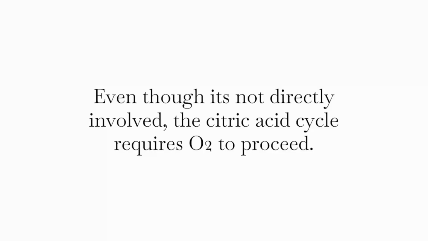Key point here is that molecular oxygen is absolutely required for the citric acid cycle to proceed, right? Even though it doesn't appear anywhere in the actual cycle, it is absolutely necessary to keep that NAD plus to NADH ratio high, to keep it moving in the forward direction. If you take away all oxygen, the citric acid cycle is not able to proceed.